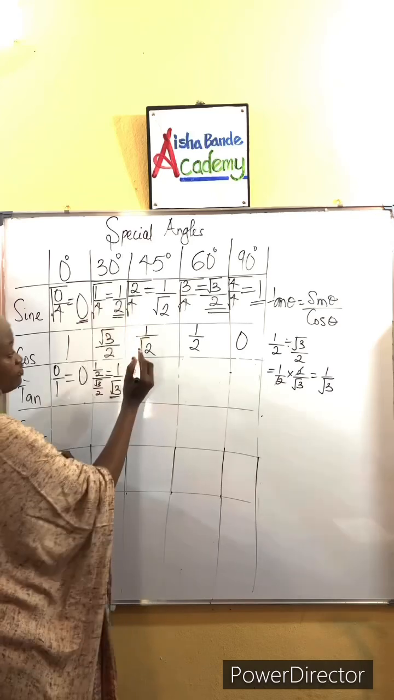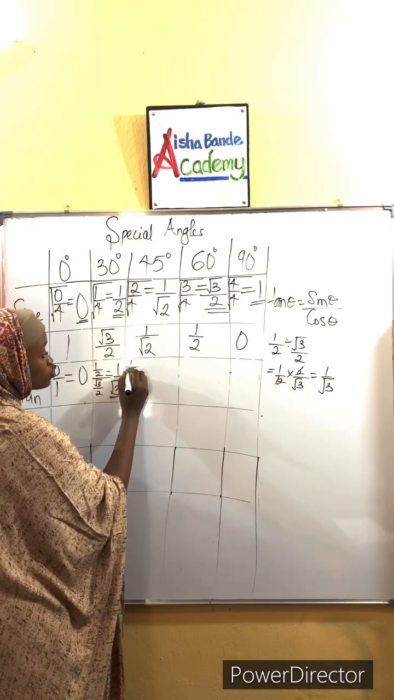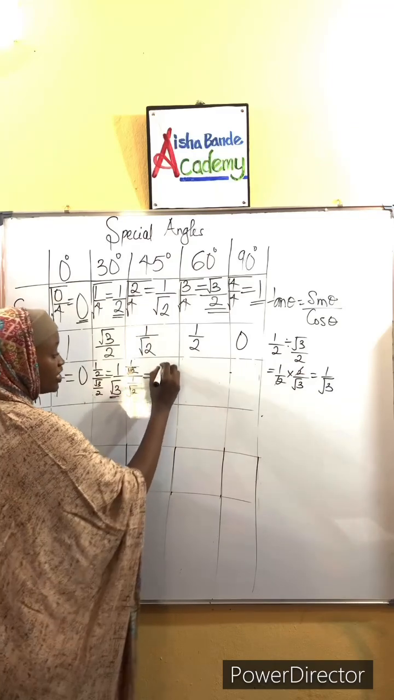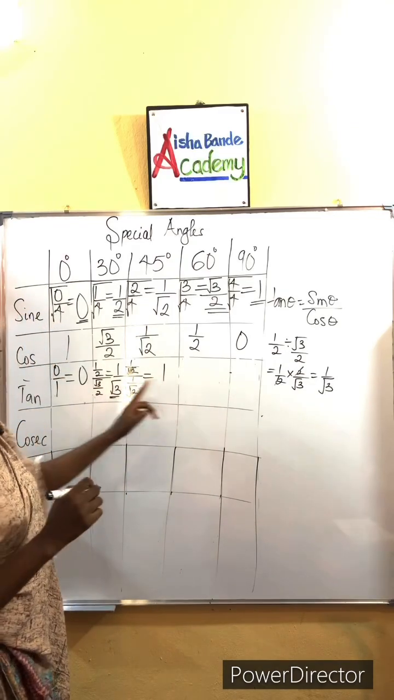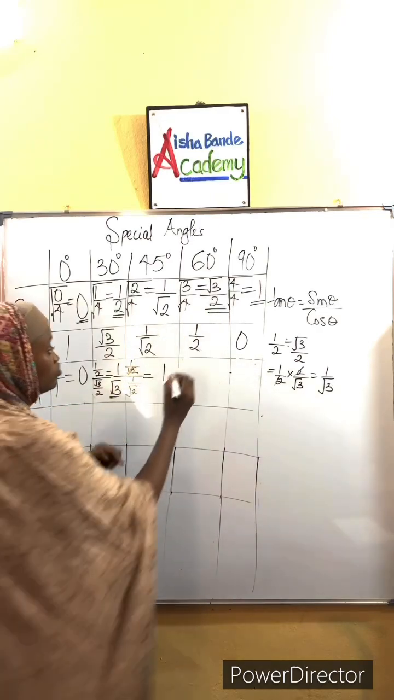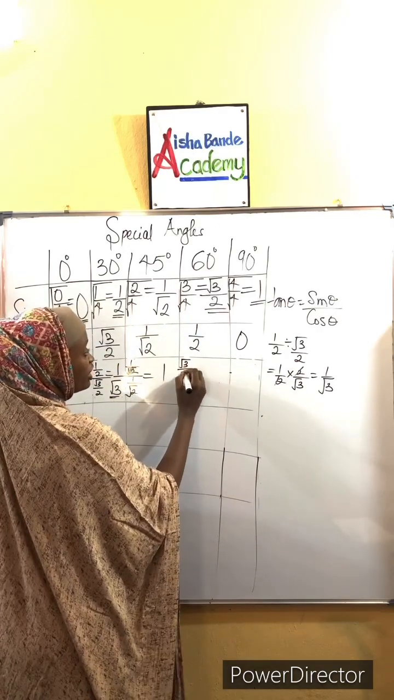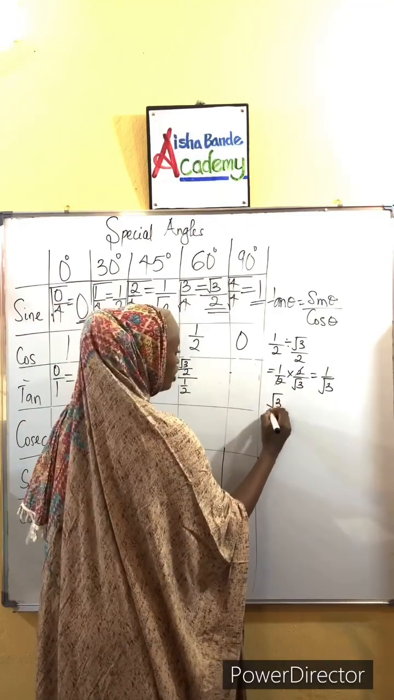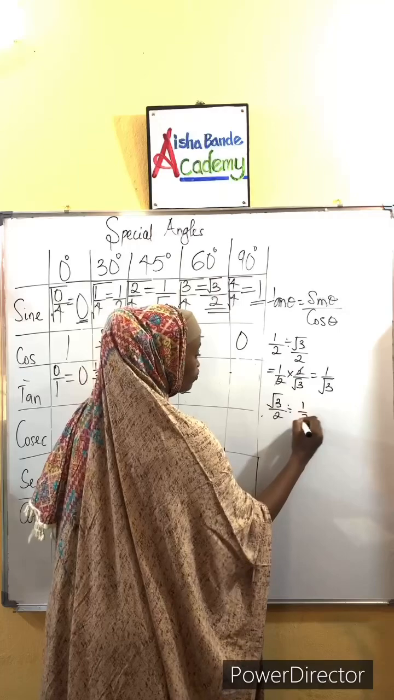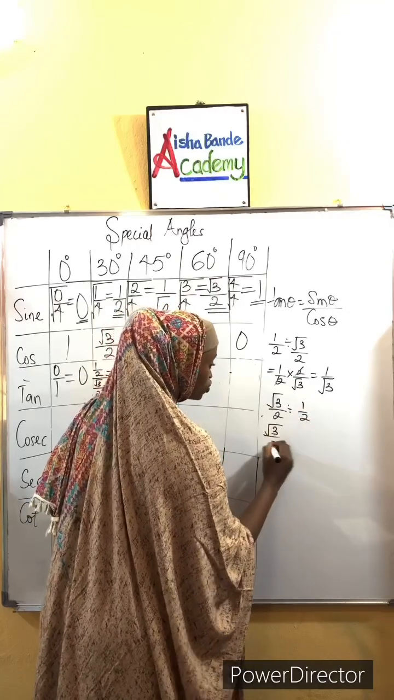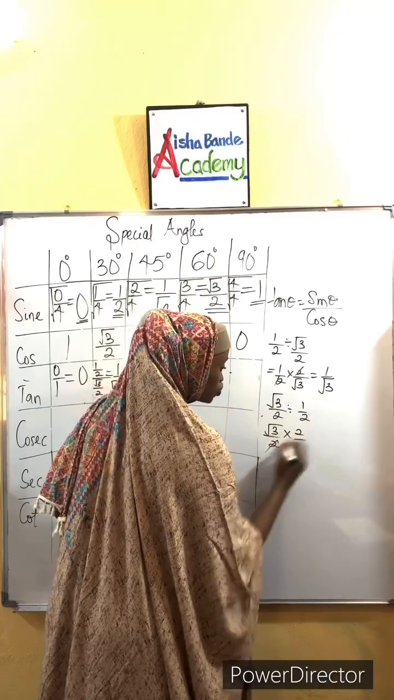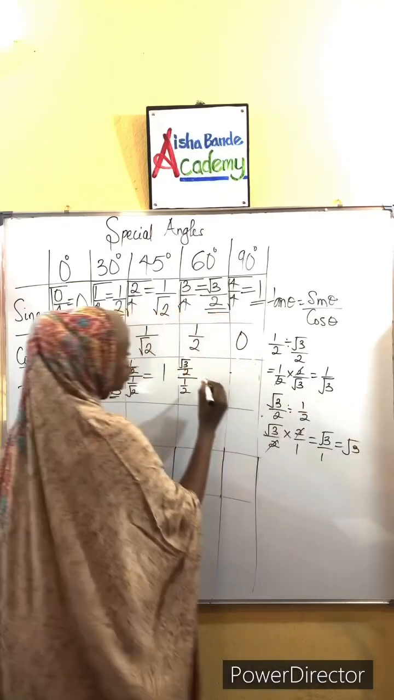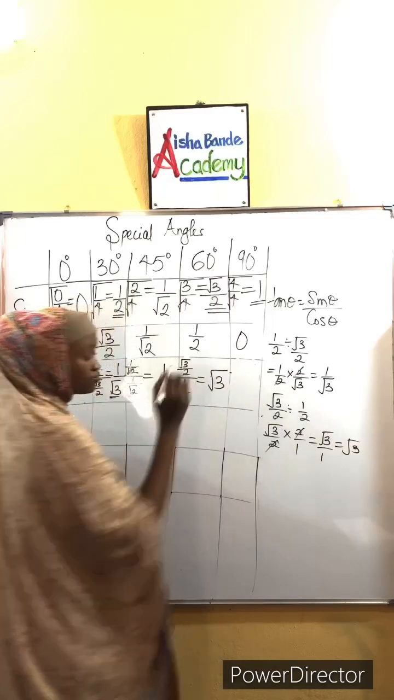Moving on, tan 45 is going to be 1 over root 2, that is for the sine, over 1 over root 2. And when we simplify this, we have our answer as 1. For tan 60, we are going to have root 3 divided by 2, all divided by 1 over 2. So let's simplify this here. We have root 3 over 2 divided by 1 over 2. This is same as saying root 3 over 2 times 2 over 1. So 2 cancels 2. We are left with root 3 over 1, which is the same thing as root 3. So here we have our answer as root 3.